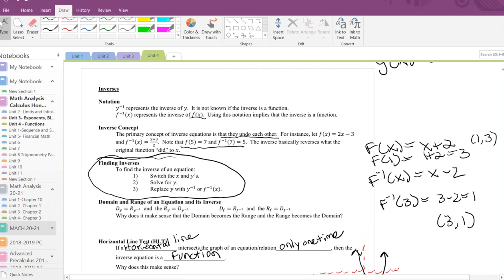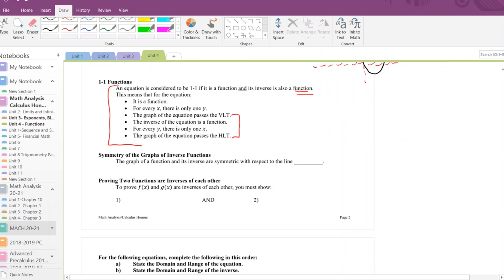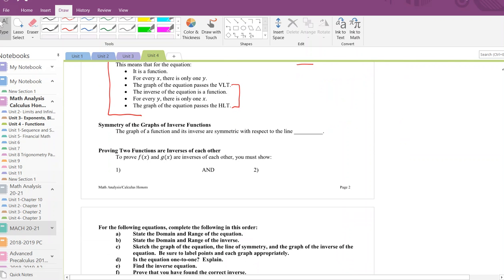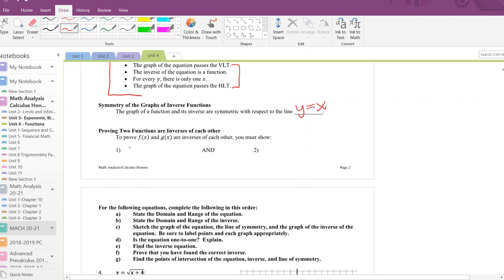Because inverses basically undo each other, and the original function is always x, right? So if you add 2 to x, then you subtract 2 for the inverse. Like here you multiply by 2 and subtract 3. Here you divide by 2 and add 3. So because x is the original or identity function, when you graph inverses, they should be symmetric to the line y equals x. And to prove two functions are inverses, this is where the composition comes in.